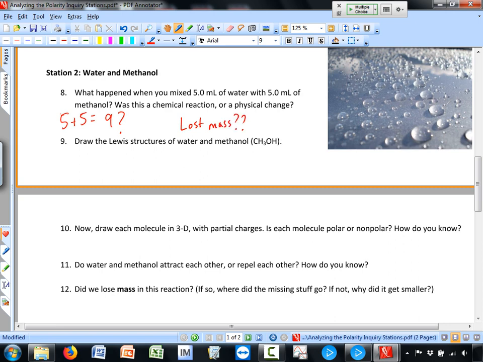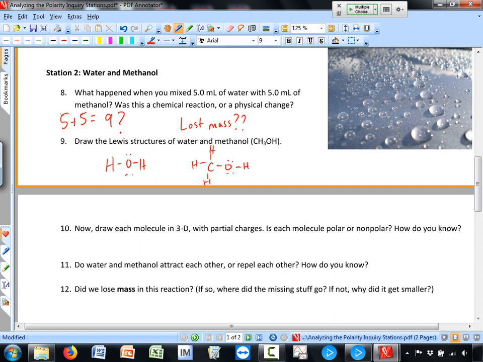I'll let you think about that. We actually did not test for that. What we tested for is volume. Is there a law of conservation of volume? Not that I know about. So water, Lewis structure, HOH. Methanol is going to be CH3OH. How'd you do on these?